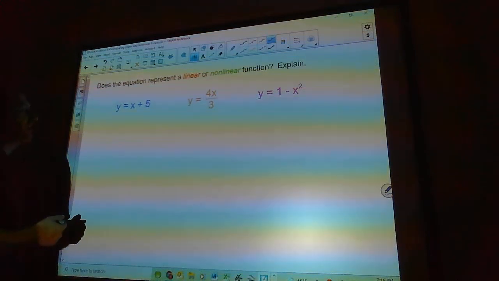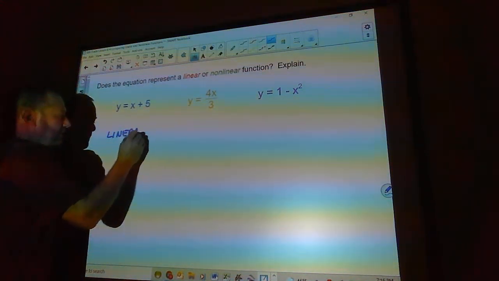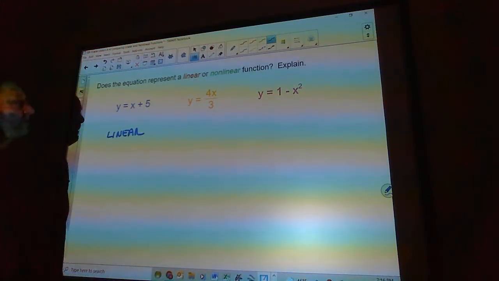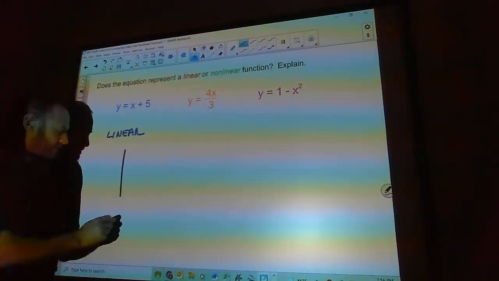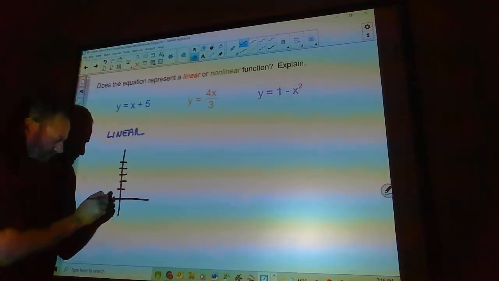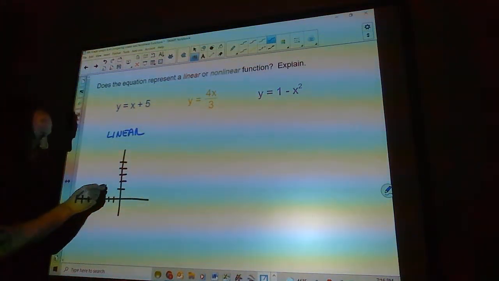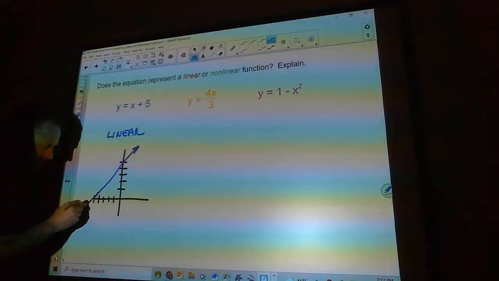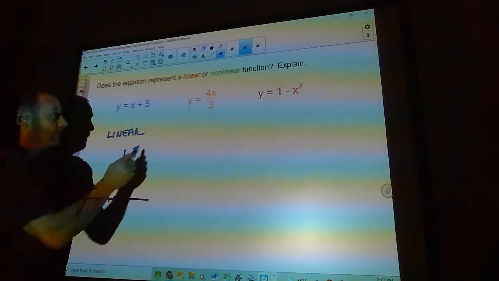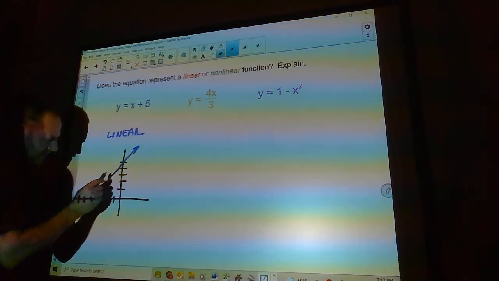Okay, y equals x plus 5. This is definitely linear. This is a line with a slope of 1 and a y-intercept of 5. So if I was going to graph this thing, it would look just like this. Except this would be a straight line. That's better.